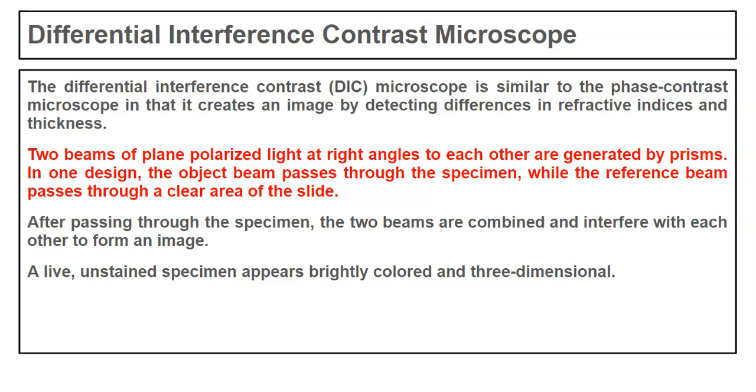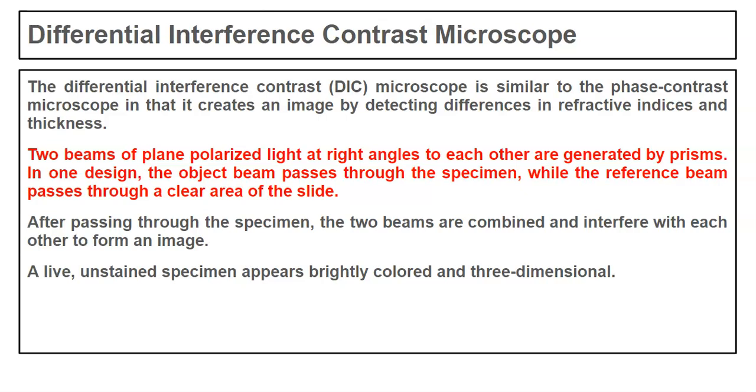So DICM is very much similar to phase contrast microscope in that it creates an image by detecting the differences in the refractive indices and thickness. As we had discussed for the phase contrast, here also it is detecting the difference in the refractive indices and thickness. So what happens is two beams of plane polarized light at right angles. Please note there is a role of plane polarized light.